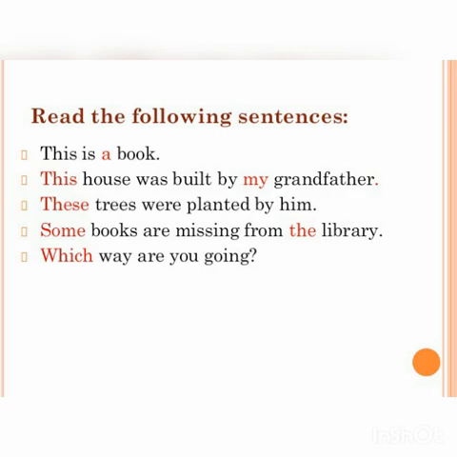Now, dear students, as you can see, the colored words a, this, my, these, some, the, which, in the above sentences, tell us something about the nouns before which they are used. In other words, these words specify the nouns they precede. They make them more specific. These words are called determiners.